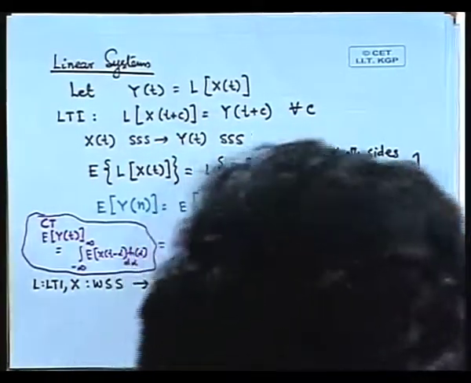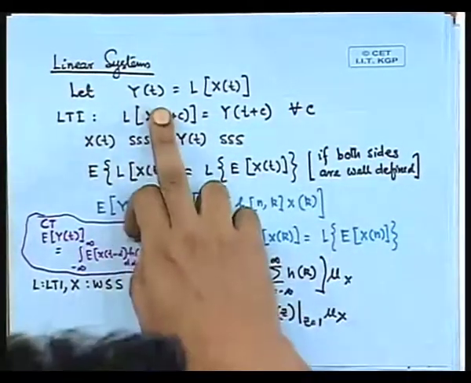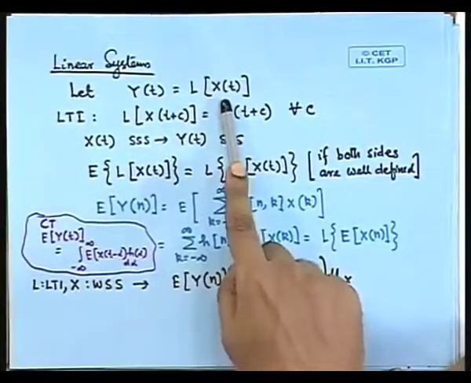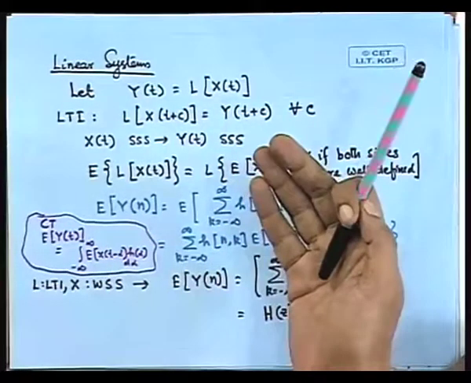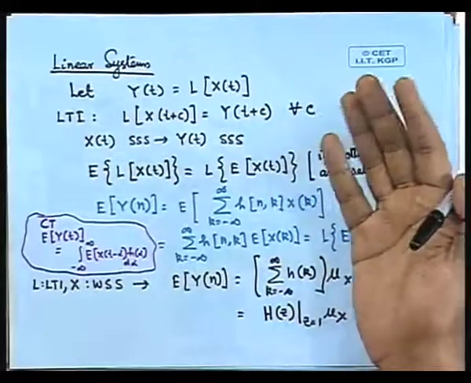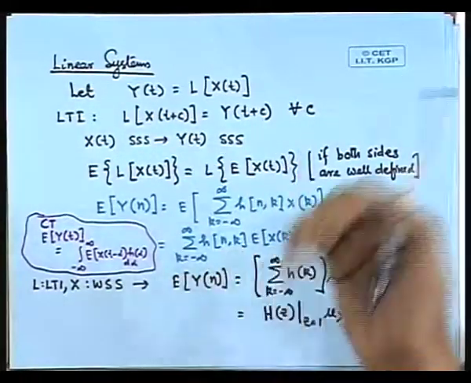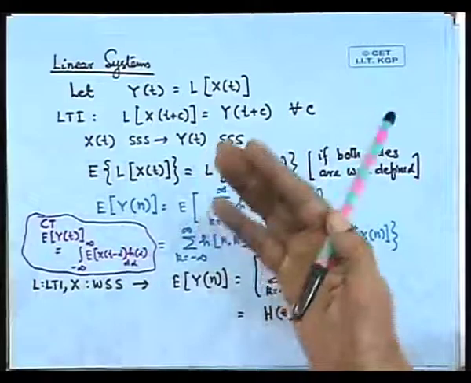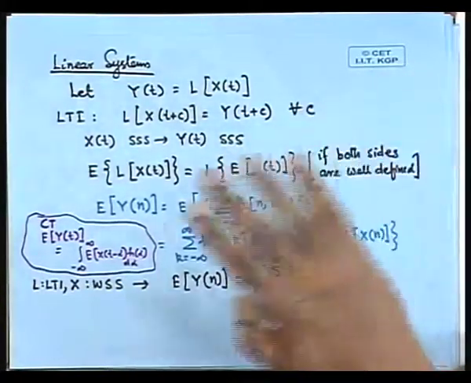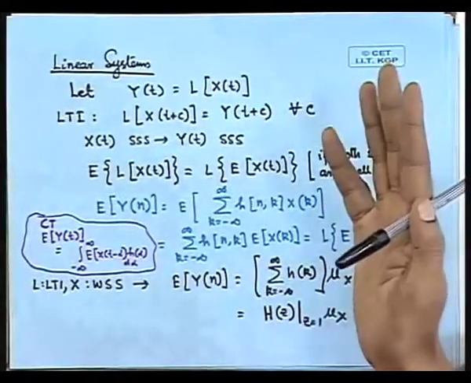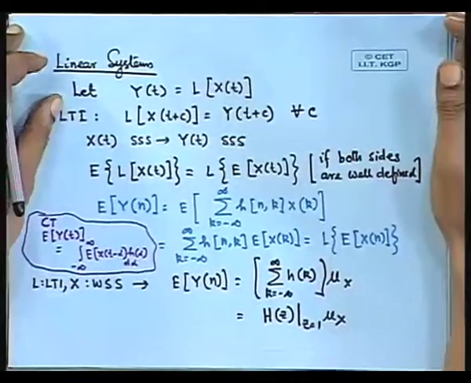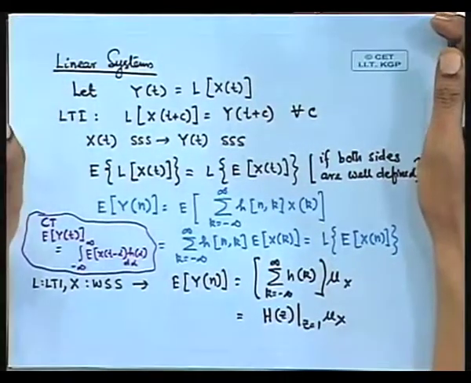So now we come to linear systems. Okay, so we talk about yt as a linear operator of xt. What do we mean by a linear operator? That is, if you take an x1 and you get a response y1, and if you take x2 and you get a response y2, then a1x1 plus a2x2 will produce a response a1y1 plus a2y2. Standard superposition is what defines a linear operator.